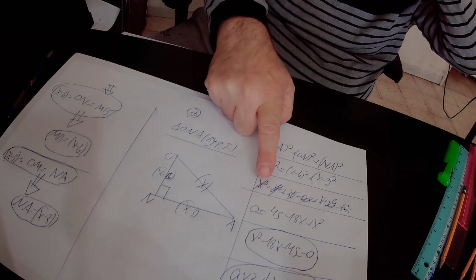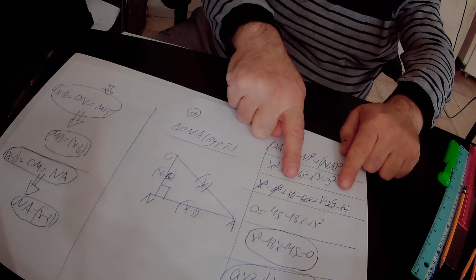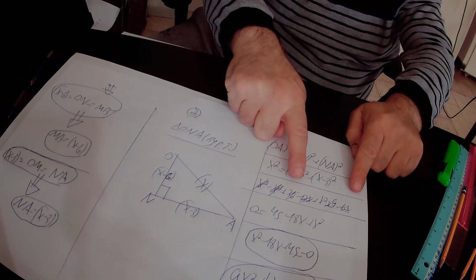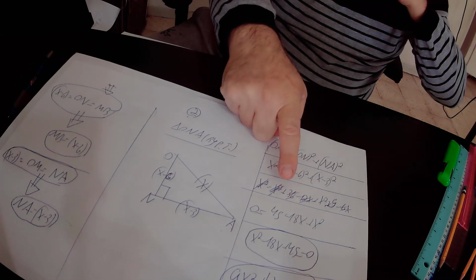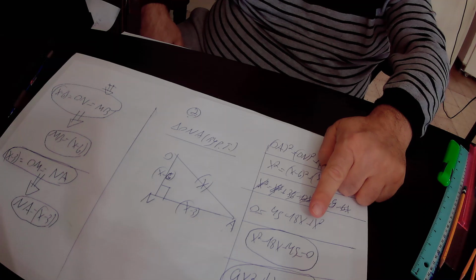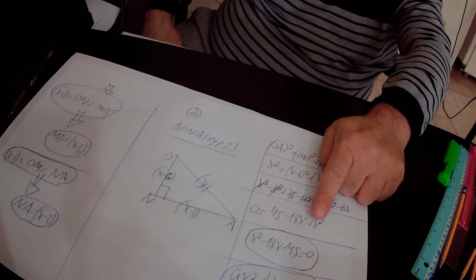On the other side of the equation we have 36 plus 9 is 45, and we also have minus 12x minus 6x, that is minus 18x, plus x square. We found that x square minus 18x plus 45 equals 0.